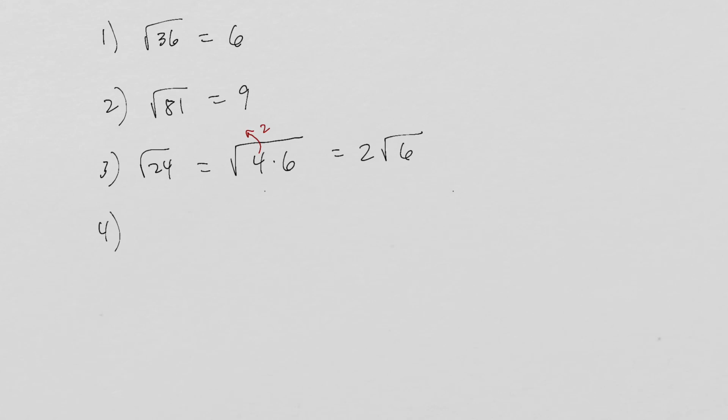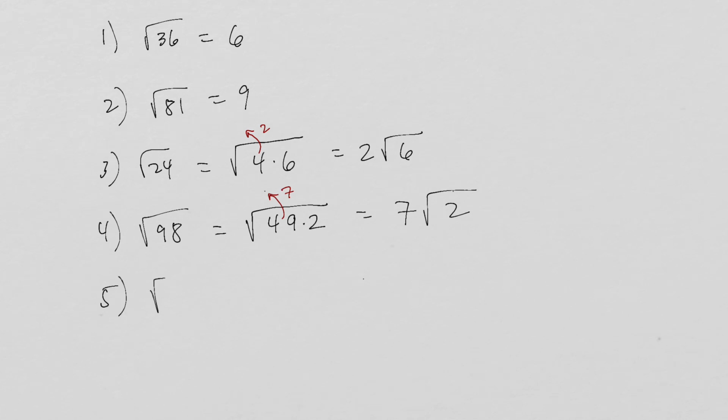Number 4, we have the square root of 98. Now again, 98 is not a perfect square, but 49 is a factor of 98, and that's a perfect square. So we'll write that like that. And we do that because we can take out 49 by square rooting it and get a 7, and this turns into 7 on the outside, root 2.